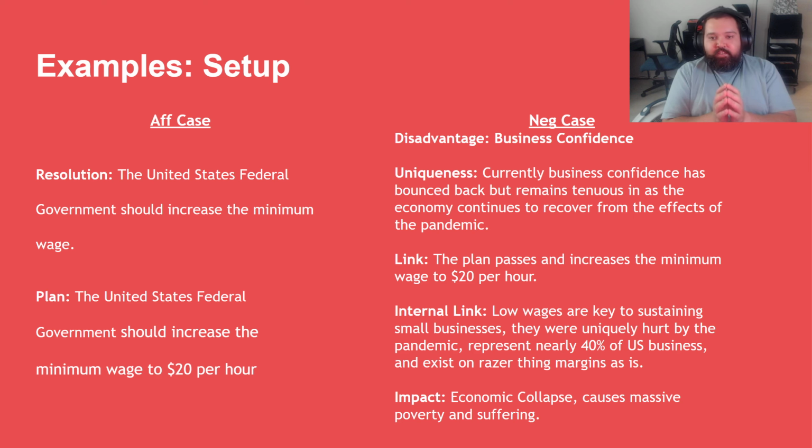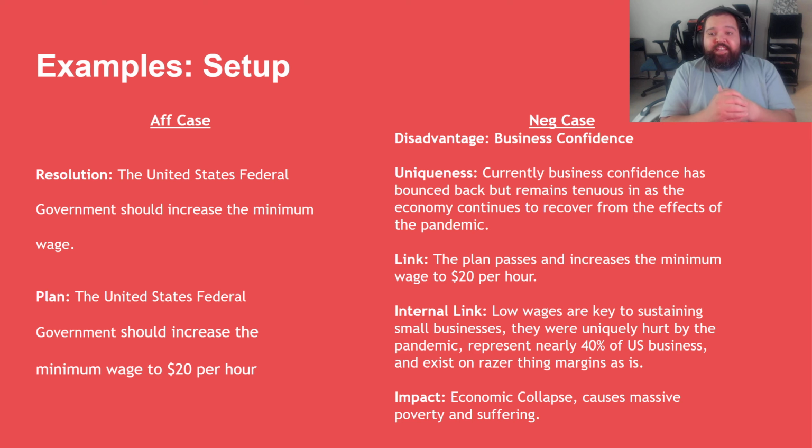The negative case, this is their disadvantage: business confidence. Uniqueness, currently business confidence has bounced back but remains tenuous, as the economy continues to recover from the effects of the pandemic. This was from a disadvantage from 2021, I think. Link, the plan passes and increases the minimum wage to $20 per hour.